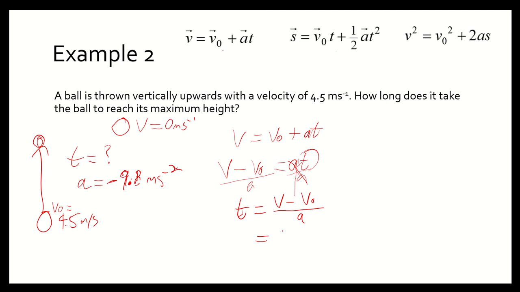So the final speed of the ball was 0 meters per second. The initial velocity of the ball was 4.5 meters per second. And then the acceleration due to gravity was negative 9.8. When you type this into your calculator, it's a minus divided by a minus, which will give you a positive time. If you'd stuffed up the acceleration, it would have given you a negative time value, and then you would have realized, oh, I needed to make acceleration due to gravity negative. So it's negative 4.5 divided by negative 9.8, and that gives me 0.459.